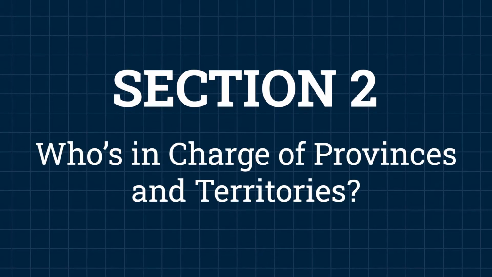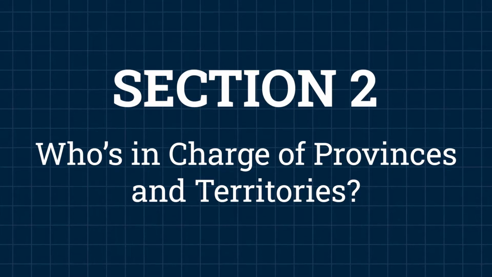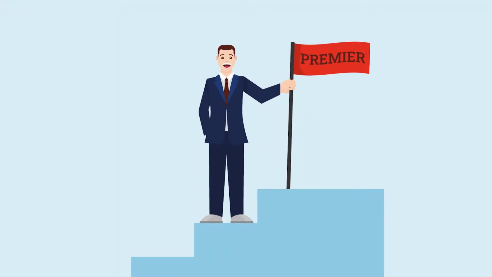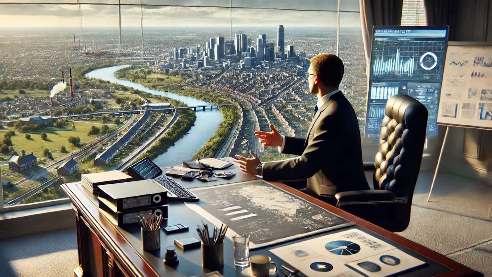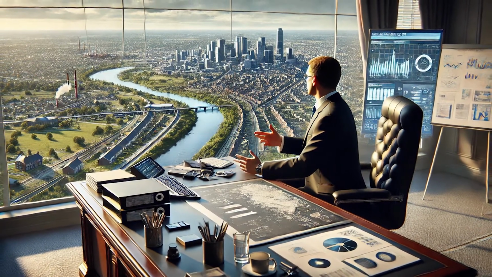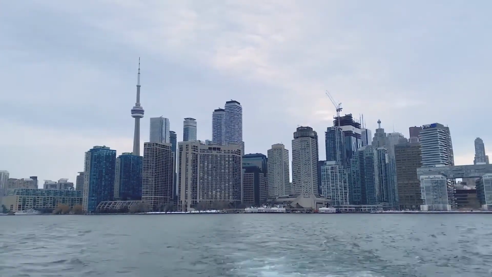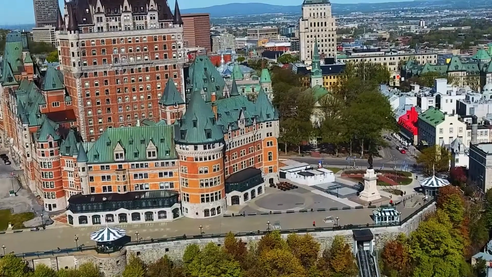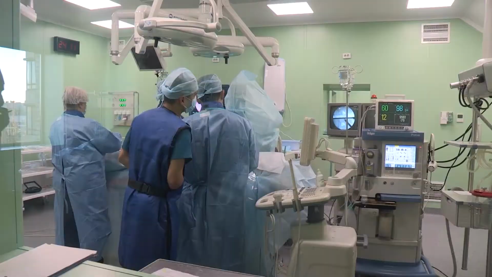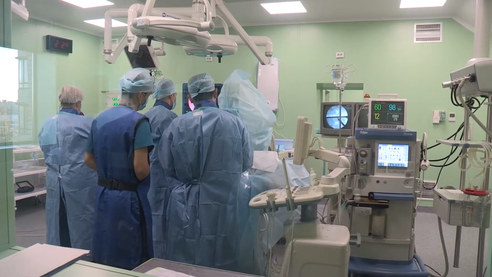Section 2. Who's in charge of provinces and territories? In both provinces and territories, there's a leader called a premier. The premier is responsible for making decisions that affect everyone in the region. However, the amount of power a premier has depends on whether they are leading a province or a territory. In provinces, the premier and their government have significant control over things like schools, hospitals, and roads. For example, Quebec's premier has the power to set health policies for the province's healthcare system.